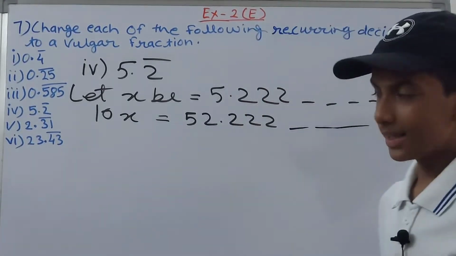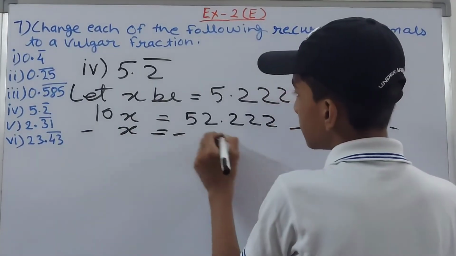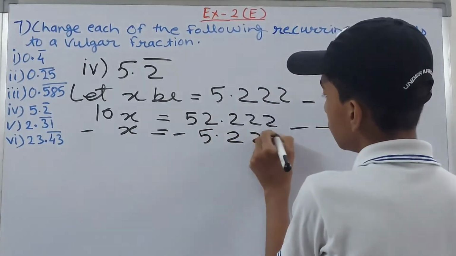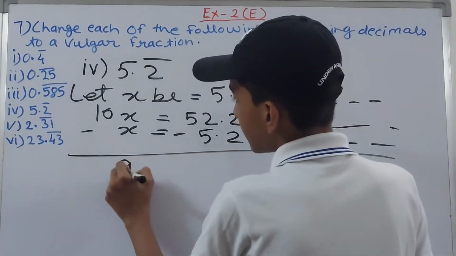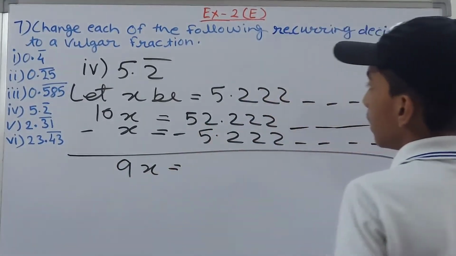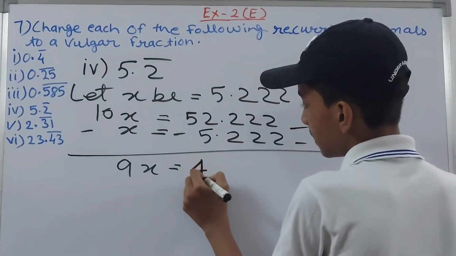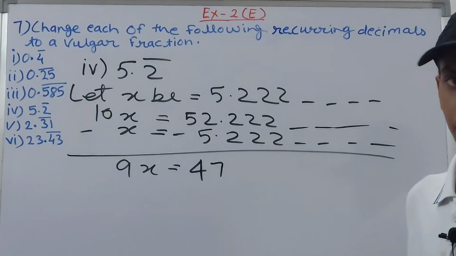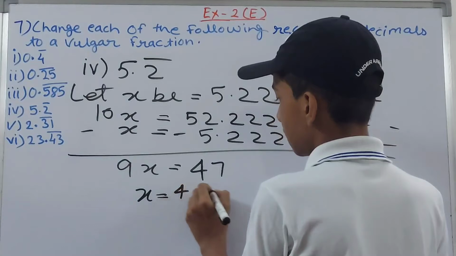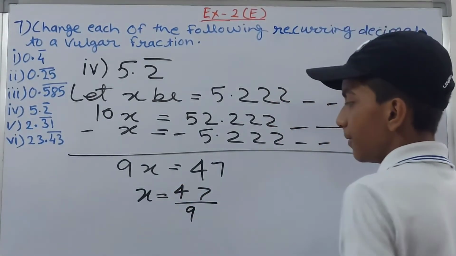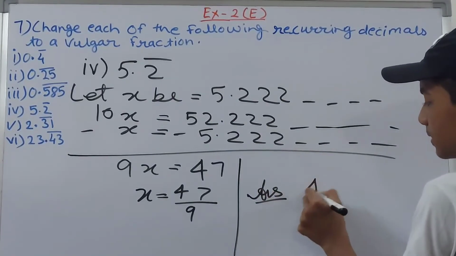Now we will subtract this. Minus x is equal to minus 5.222 and so on. So what are we going to get? 9x is equal to, here 52 minus 5 will be 47, and the 0.222 is the same. So we get 9x is equal to 47 and x is equal to 47 upon 9. Can we simplify this any further? No, so this becomes our answer, 47 upon 9.